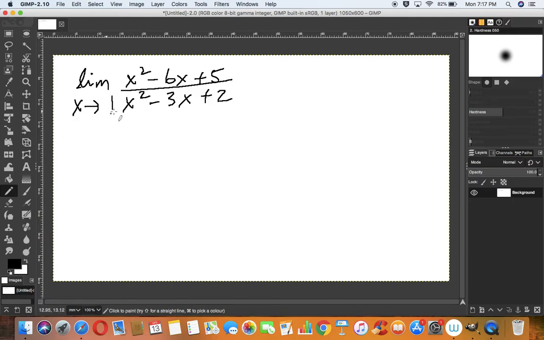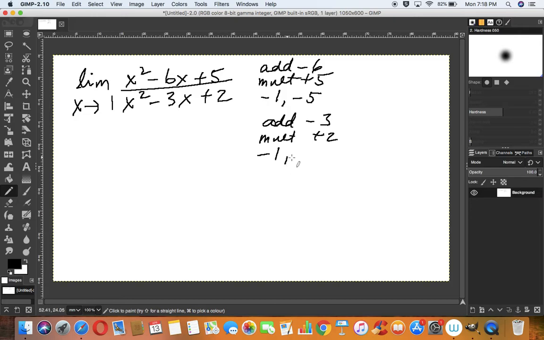If I plug the 1 in, I'm going to get something that's undefined, so that does not exist. So what I need to do is change this somehow. What I can do is factor the top and the bottom. So I think of two numbers that add to -6 and multiply to +5. Two numbers would be -1 and -5. Those are two numbers that add to -6 but multiply to +5. And then for the bottom, I would think of two numbers that add to -3 and multiply to +2. So -1 and -2.